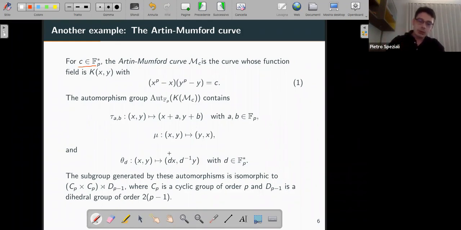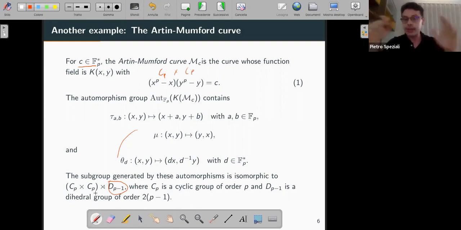In the end, you have this cyclic group of order p - 1, given by multiplying x by d, with d non-zero in F_p, and y by d^{-1}. So we have here a cyclic group C_{p-1}, which commutes with another cyclic group C_p. Then these two generate a dihedral group of order 2(p - 1). Then you can prove that this dihedral group normalizes C_p times C_p. So you have these many automorphisms. So the challenge, the first question, is: is this the full automorphism group?